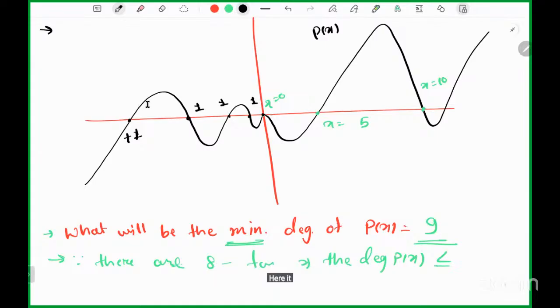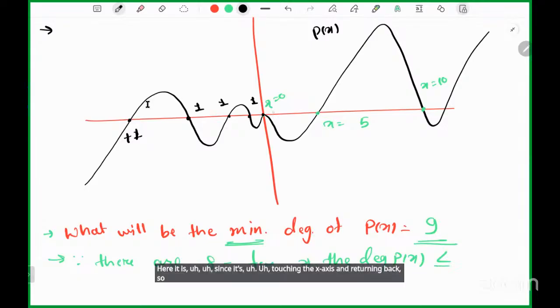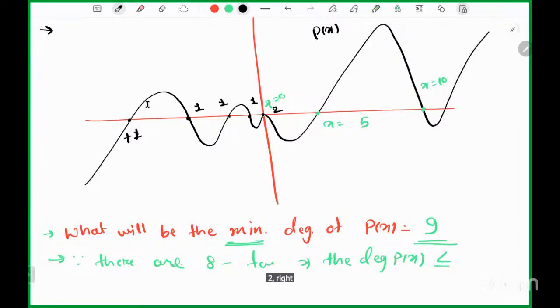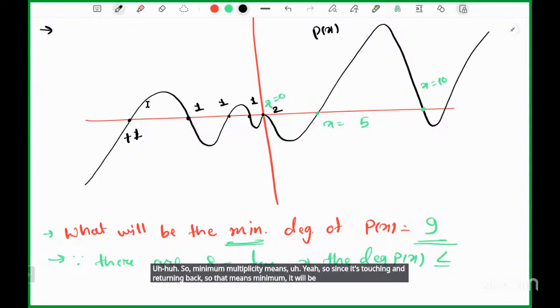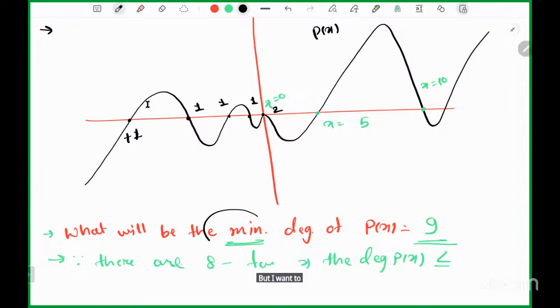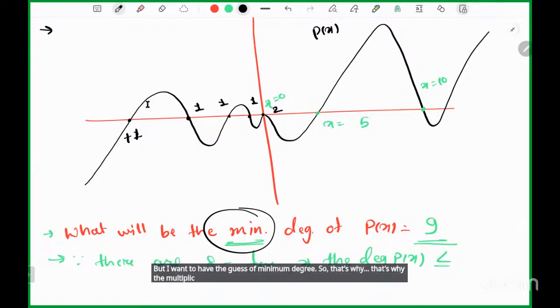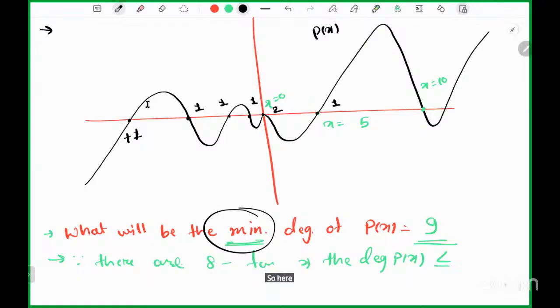Here it is 2, since it's touching the x-axis and returning back. So minimum 2, right? I'm talking about multiplicity. Since it's touching and returning back, it will be of even multiplicity. But I want the guess of the minimum degree, so that's why the minimum multiplicity will be 2. So here the minimum multiplicity would be 1, here also 1, here also 1. Now what is the sum? 1, 2, 3, 4, 5, 6, 7, 8 and 9.